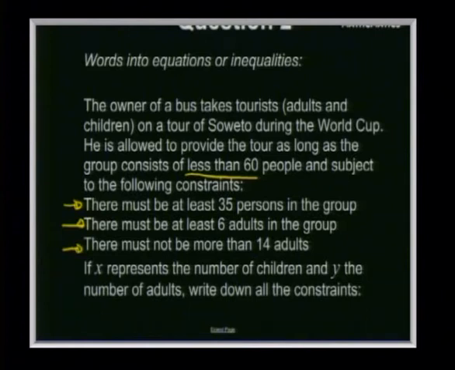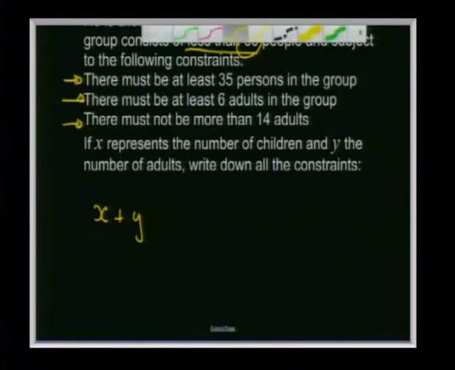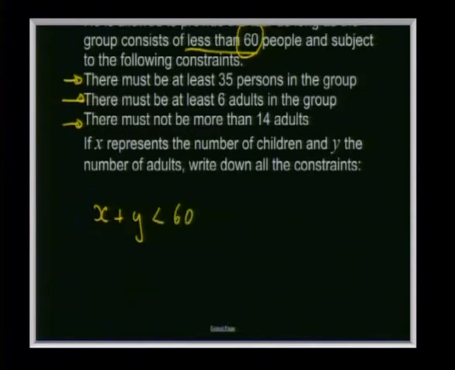And if x represents the number of children and y the number of adults, write down all the constraints. Well, let's start with the first one. Got to be less than 60 people. So we know that the number of children, which is x, plus the number of adults must be less than 60 people. Not less than or equal to, got to be less than 60 people. Now, if you were asked to do a model of this, technically, your line would be a dotted line.